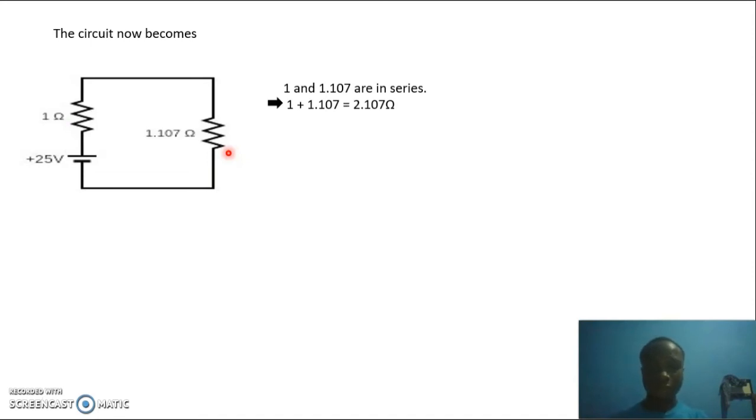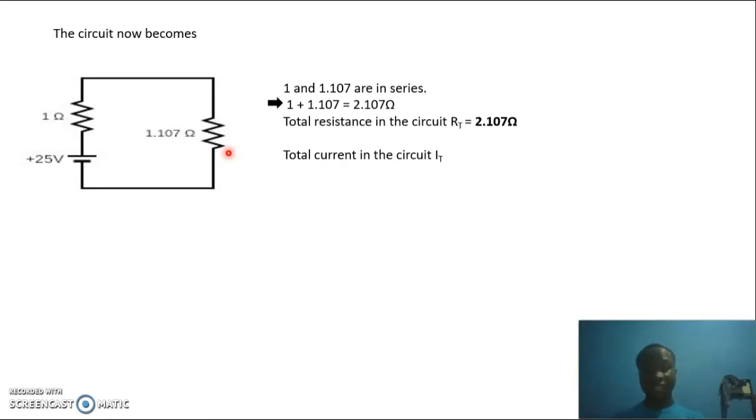So 1 plus 1.107 will give us 2.107 ohm, which is equal to our total or our resultant resistance in the whole circuit. So that is that. So right now we can find our total current by using Ohm's law, which states that the voltage in a circuit is equal to the product of the total current in the circuit and the total resistance in the circuit.